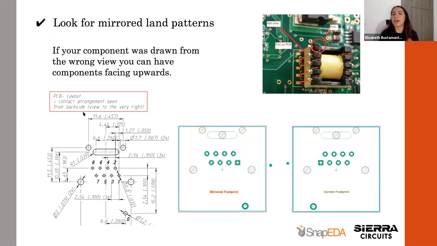Occasionally, they'll do the opposite. So in this note I'm showing you here, they said the contact arrangement is seen from the backside. So you can see here, this is the mirrored footprint, and right next to it is the correct footprint.